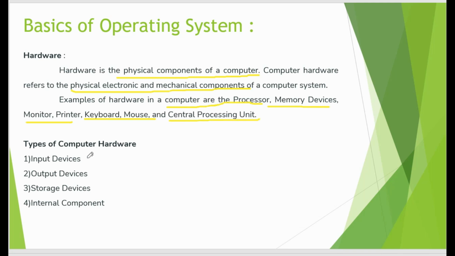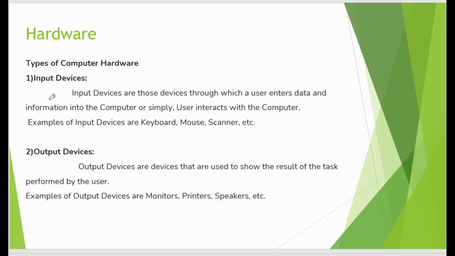Also, there are four types of computer hardware. The first is the input device, the second is the output device, the third is the storage device, and the fourth is the internal component. Let us see all of these parts one by one. So the first part is input devices.